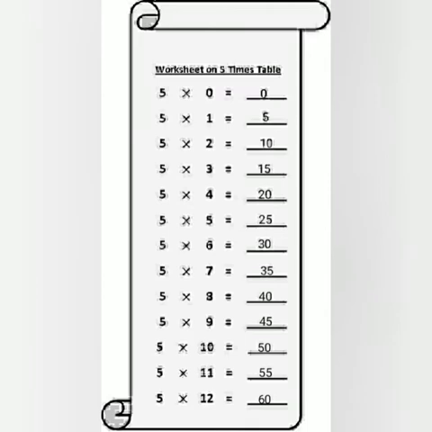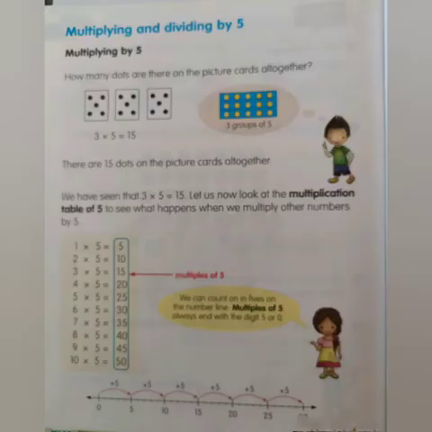So that brings us to our lesson. We're going to look at the 5 times table, multiplication and division. So let's take a look at multiplying by 5. How many dots are there in the pictures on the cards below? There's 5 and there are 3 cards. So 3 times 5 is 15. There are 15 dots all together on the cards.